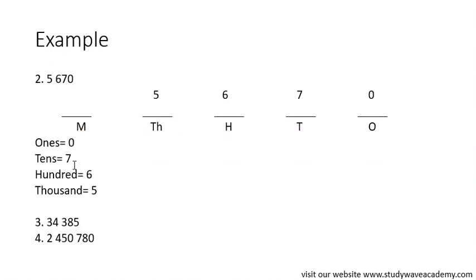Good. We also have here 5,670. We have to place this number according to its worth. 0 in ones, 7 in tens, 6 in 100, and 5 in 1,000. So we have 5,670. So we have placed this number according to its worth.